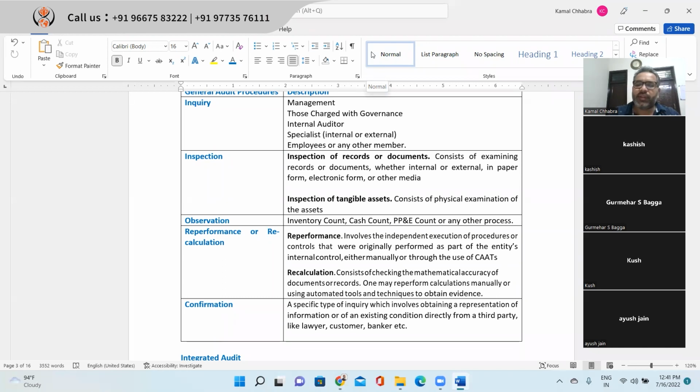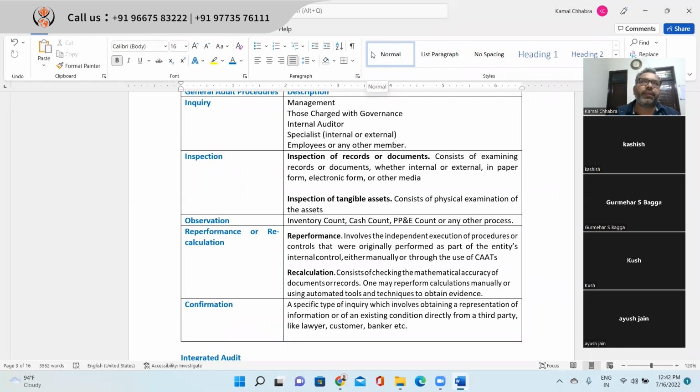Inspection. What is inspection? Inspection of records or documents that you examine for the respective financial statement line item. It can be internal document, it can be external document, it can be in paper form, it can be in electronic form, or it can be in video, or any other media format. And inspection includes inspection of tangible assets as well, like inventory or fixed assets, right?